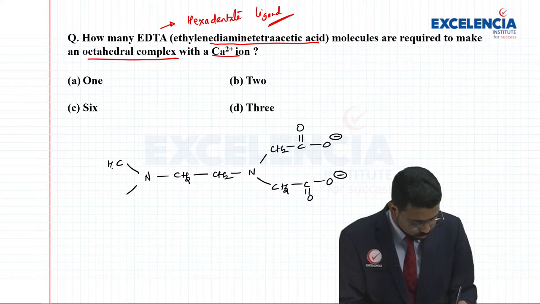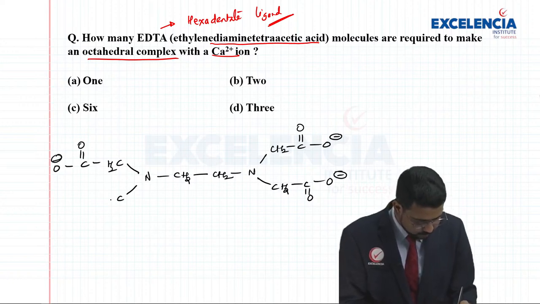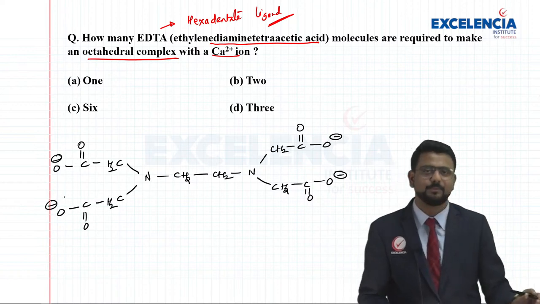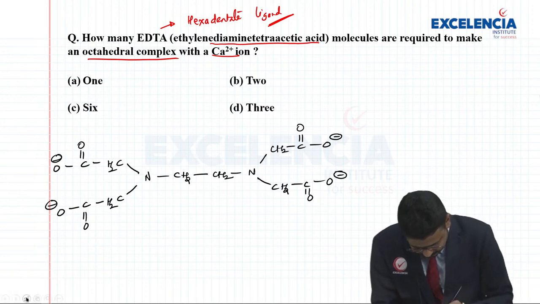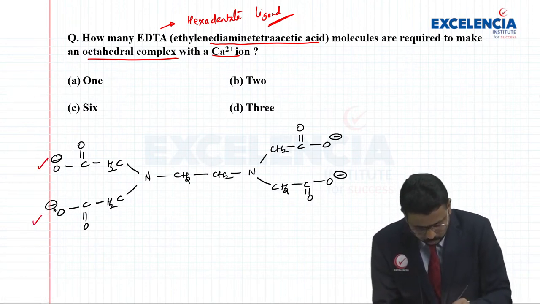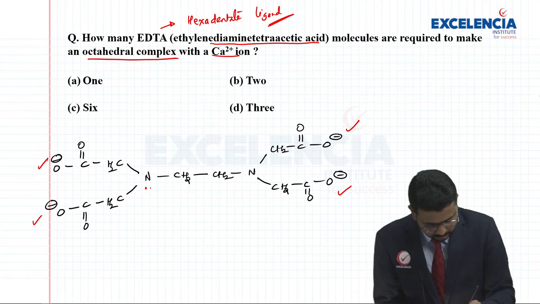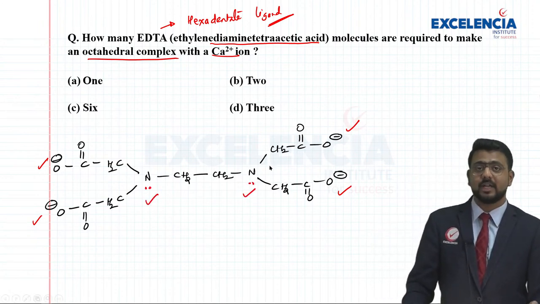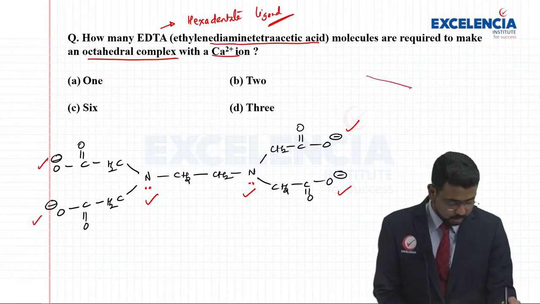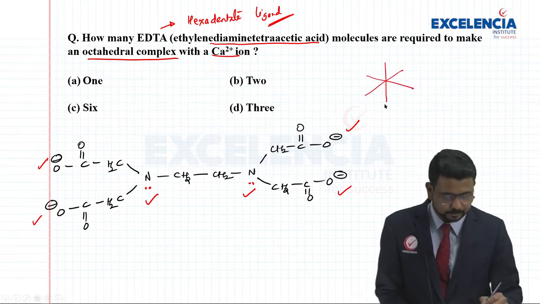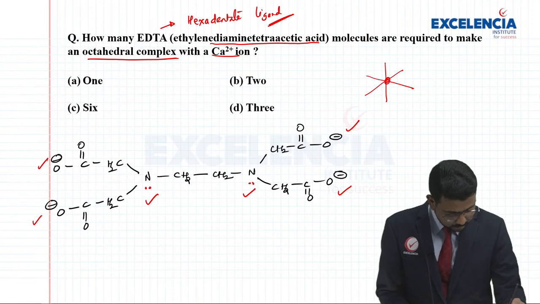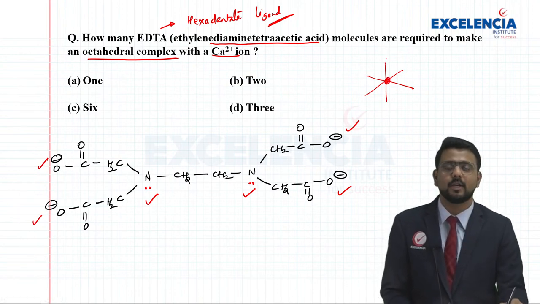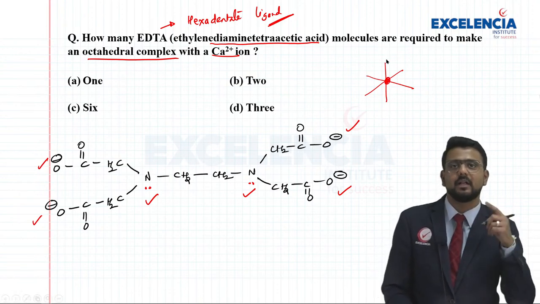CH2 C double bond O O negative, CH2 C double bond O O negative. So definitely, 1, 2, 3, 4, nitrogen also has a lone pair, 5 and 6, these are 6 donor atoms. And that's the reason when there is a formation of a coordinate complex with the central metal atom here, okay, all the 6 will be donated by one single EDTA molecule.